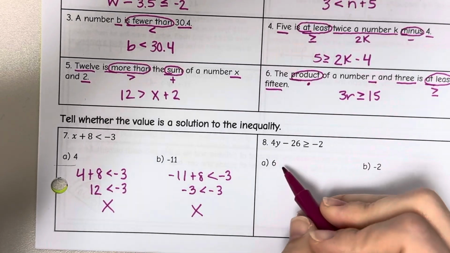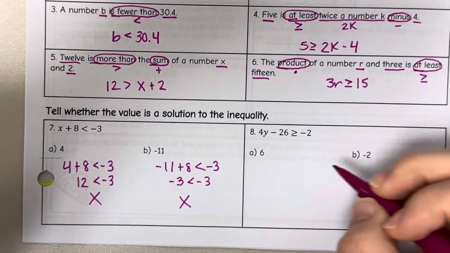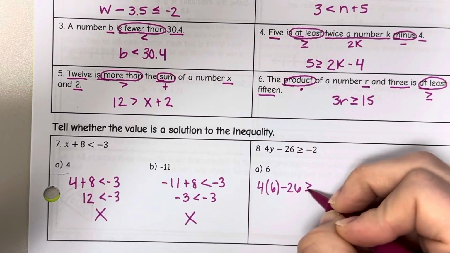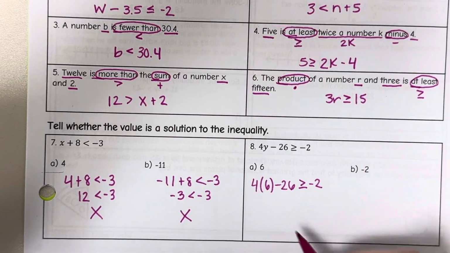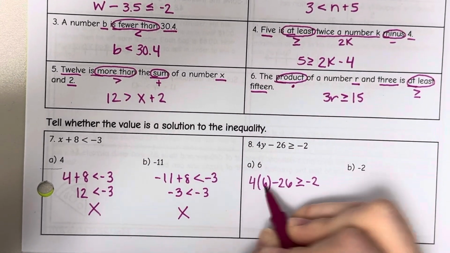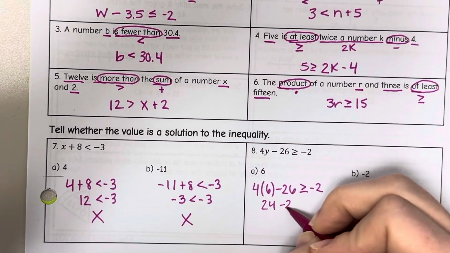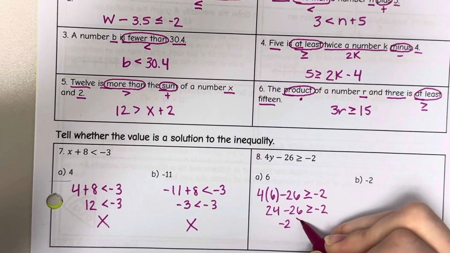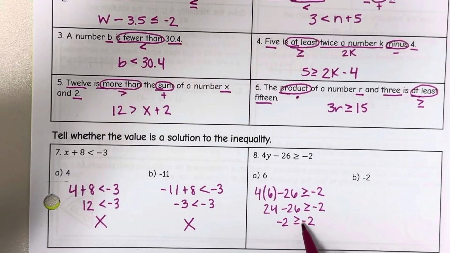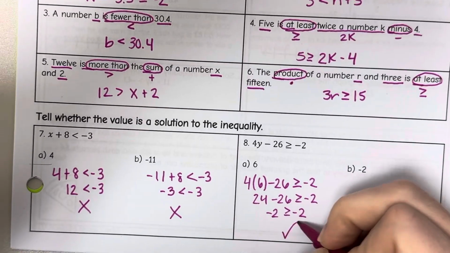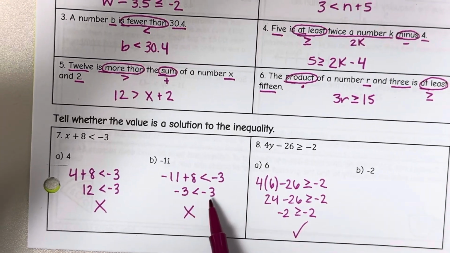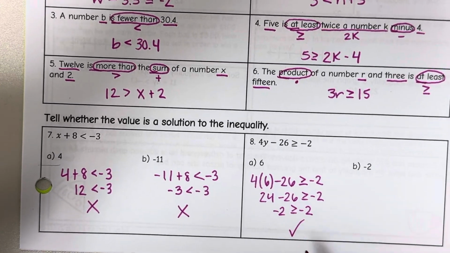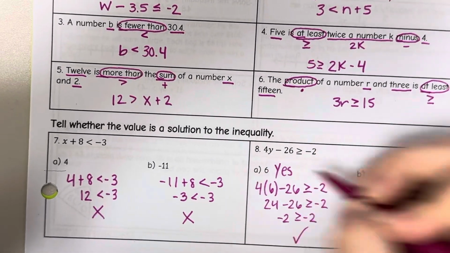Let's plug in for number 8. We're plugging these in for y this time. So I've got 4 times 6 minus 26. Is that less than or equal to negative 2? So 4 times 6 is 24 minus 26. This gives me, when I subtract it, negative 2. Is negative 2 less than or equal to negative 2? In this case, yes. So here, if it's just less than and the numbers match, it cannot be true. But when I have that or equal to piece, these numbers can be the same. This is a solution.